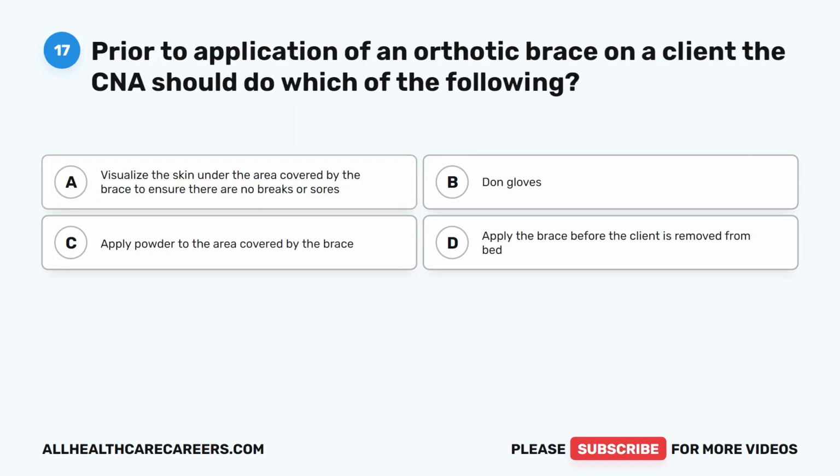degrees. Question 17. Prior to application of an orthotic brace on a client, the CNA should do which of the following? A. Visualize the skin under the area covered by the brace to ensure there are no breaks or sores. B. Don gloves. C. Apply powder to the area covered by the brace. D. Apply the brace before the client is removed from bed.